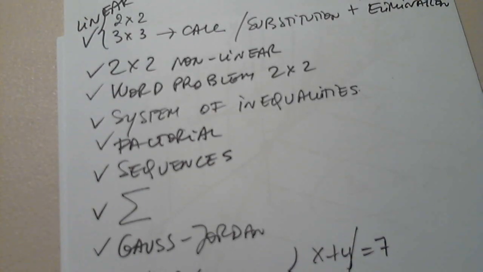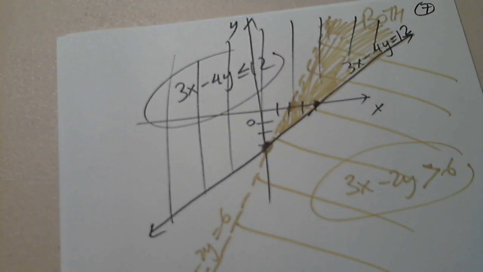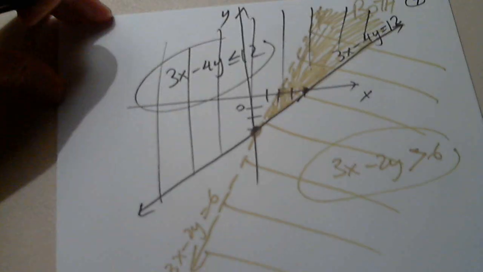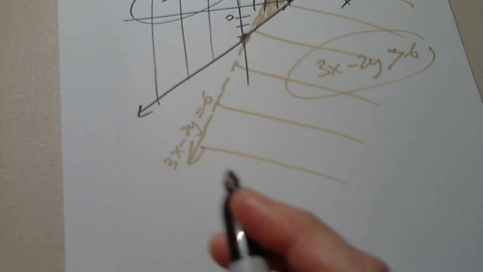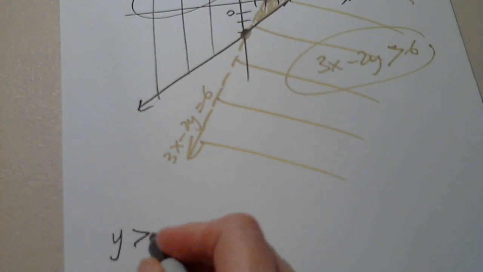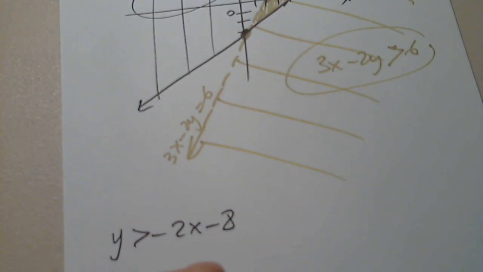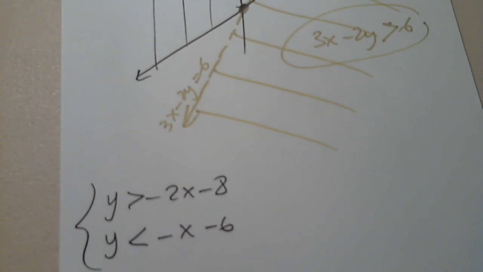I have one last one that I was confused about. Yes, let's take a look. Okay, so we have y greater than negative 2x minus 8 and y less than negative x minus 6. Perfect. Good examples.